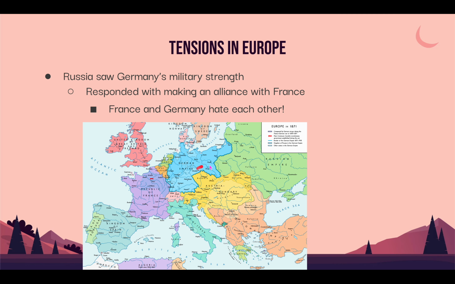So Russia, which is also next to Germany at this time, Russia's right here in the green, saw Germany's military strength. So they responded by making an alliance with France. Because remember, France and Germany hate each other, so Russia's like, hey, you know what? I should become friends with France. That way, we kind of sandwich Germany in between the two countries.